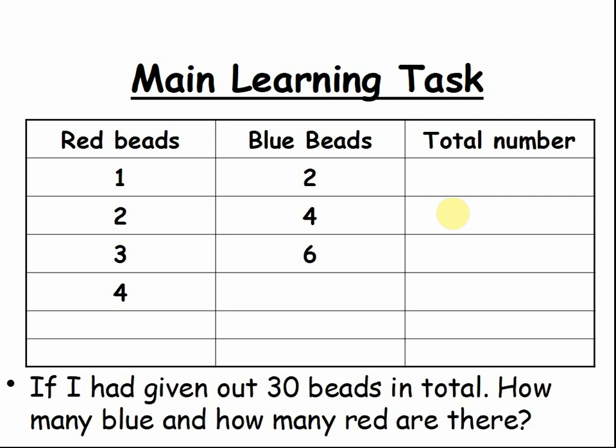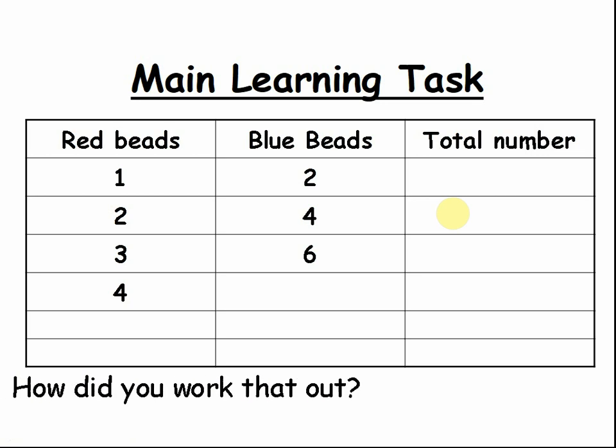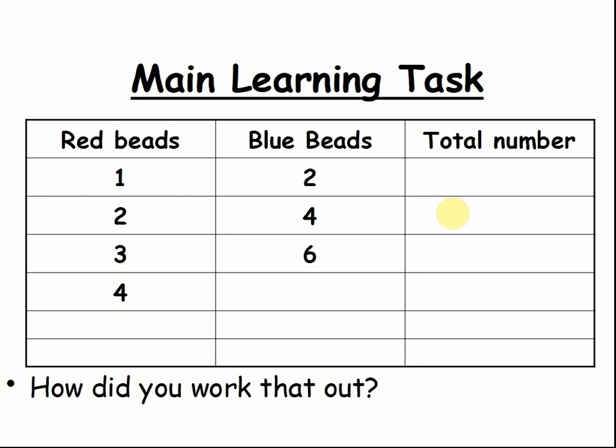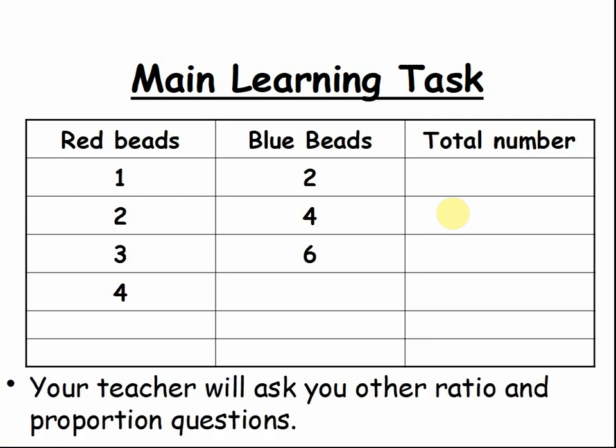If I had 30 beads in total, how many blue and how many red are there? Pause the video and work out the answer. How did you work that out? Explain it to your teacher. Pause the video to explain. Your teacher will ask you other ratio and proportion questions. Pause the video and complete this activity.